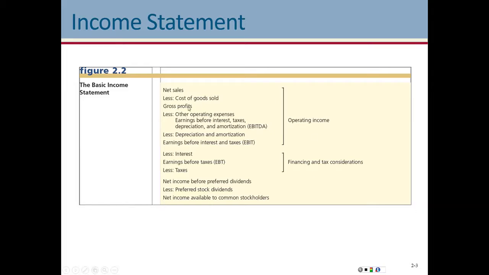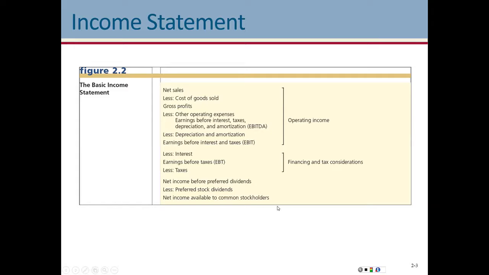Now note, your cost is whatever you need to spend in order to make your product, right? Operating is whatever you need to spend in order to manage the firm. Interest, you pay to your bondholders. Taxes, you pay to the government. Then you pay your preferred dividends to your preferred stockholders, and if anything's left, you pay it to your common stockholders, right? These are the ones that are taking the most risk. These ones get paid once after everyone else has been paid. That's why we call them residual claimants, because they get whatever is left.